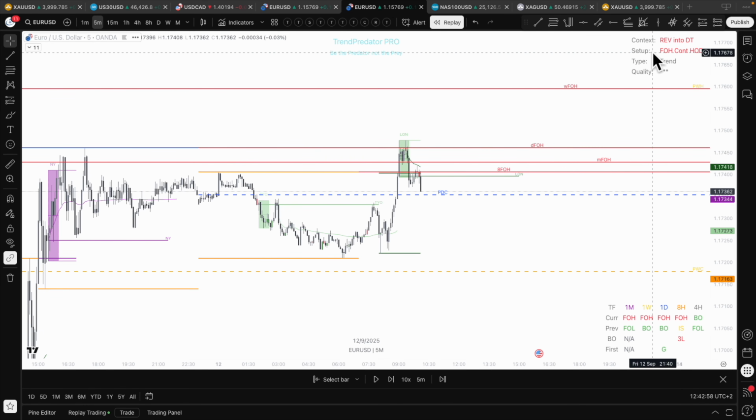Reversal into downtrend, fake out high, continuation, high of day, as we discussed it. You check here: open box, breakdown, pullback into VWAP, rolling over. That's nice. And this is 10:05.